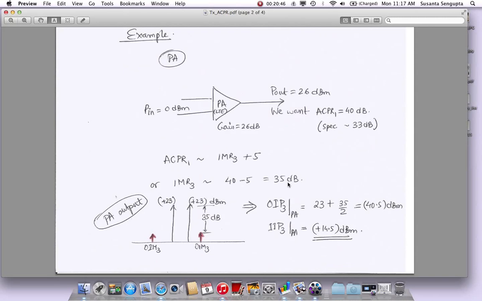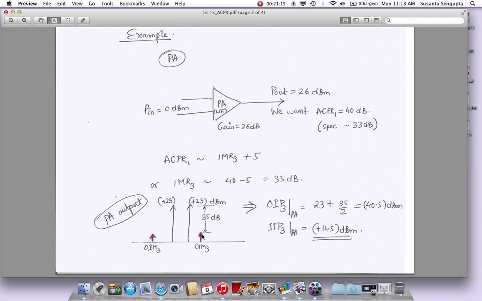So what this is saying is, at the output, if I were to model that thousands-of-subcarriers OFDM signal going out by just 2 tones as shown here, each tone will be 3 dB below the total power. So 23 dBm, 23 dBm, right? Total power of these two will be 26 dBm. And we want an IMR3 of, as we just calculated, 35. So if I have an IMR3 of 35, it will roughly give me an ACPR of 40 dB.